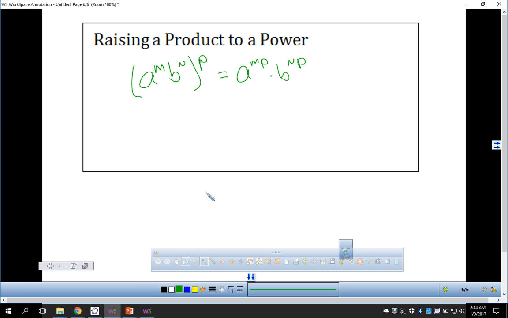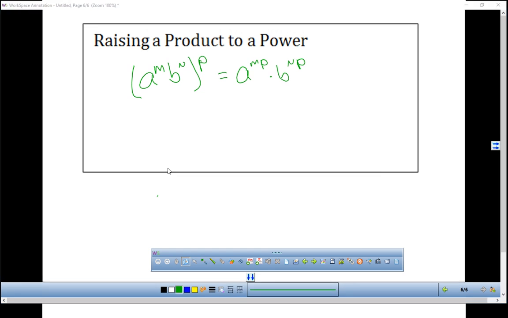Do you guys understand what all those letters mean? So if this is raised to a power, then you just multiply these two exponents. And if this is raised to a power, you just multiply those two exponents. Yes? No? Going too fast? Too slow? Okay, moving on then.